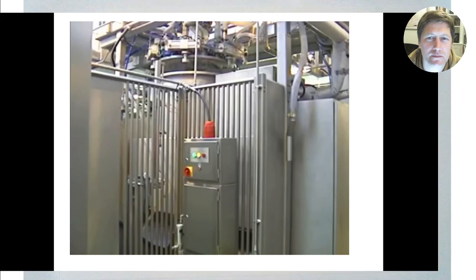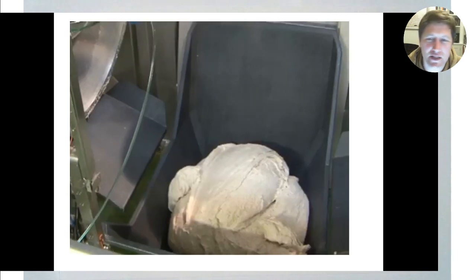Here it comes. There you go. Ready for the next phase. It's going to get divided. It's going to get moulded, put into pans, and then it will be proved before the final bake.